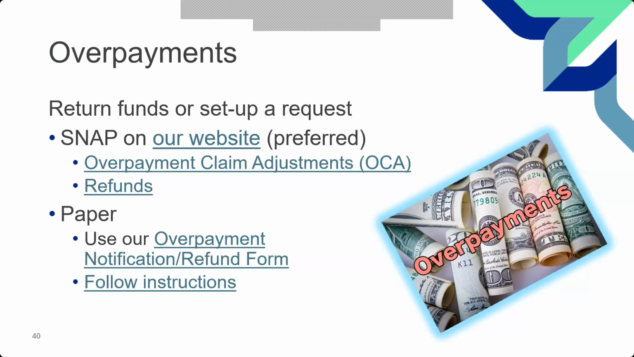Those that we don't ask you for. These are when you find an error and you want to return funds to us, or you want to say, hey, WPS, we found an overpayment. Can you set up a request for the overpayment? So we're providing you with some of these resources here and providing you with some instructions on how to let us know that you are returning a refund or you want us to set up a request for the refund.